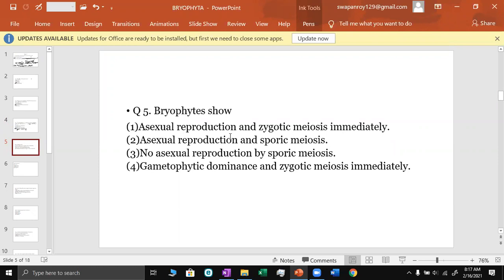Bryophyte shows asexual reproduction and zygotic meiosis immediately. Asexual reproduction and sporic meiosis. No asexual reproduction but sporic meiosis. Gametophytic dominance and zygotic meiosis immediately. Which one? Option 2. Asexual reproduction and sporic meiosis.